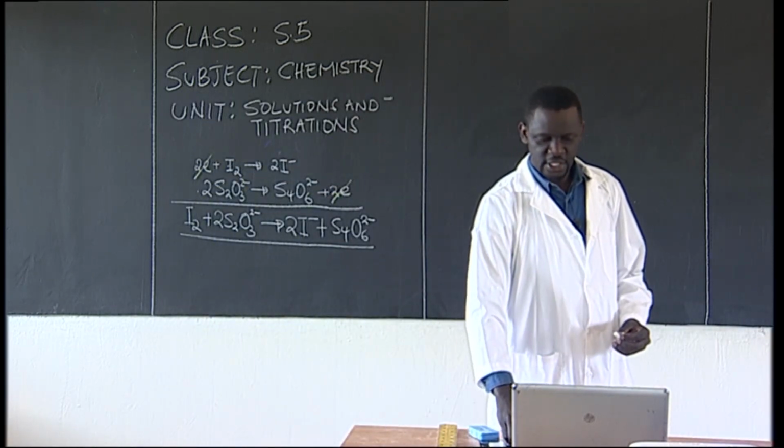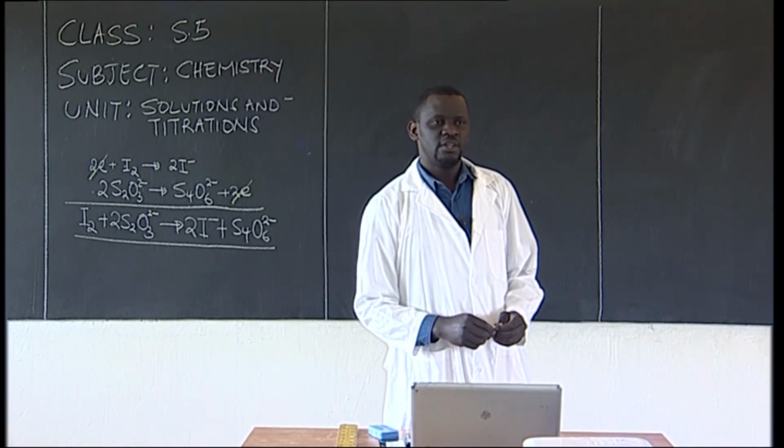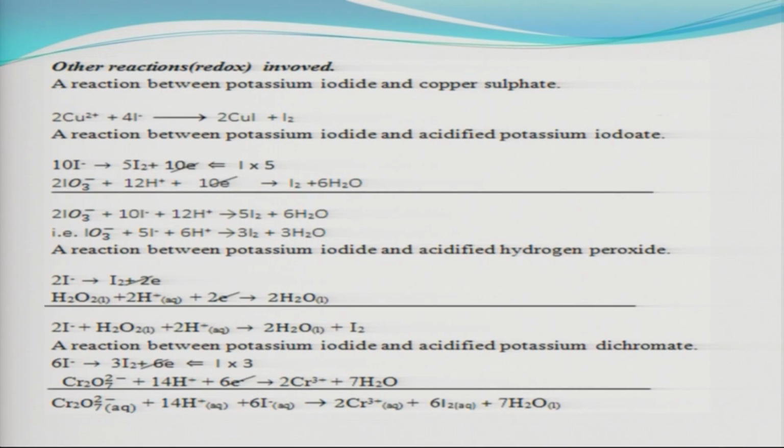For example, copper. If you remember this equation in our Senior 4 work, copper 2 ions react with iodide ions and give you copper 1 iodide and iodine. If you recognize very well, the iodide ions are being oxidized to iodine, and the copper 2 is being reduced to copper 1. Hence a redox reaction.